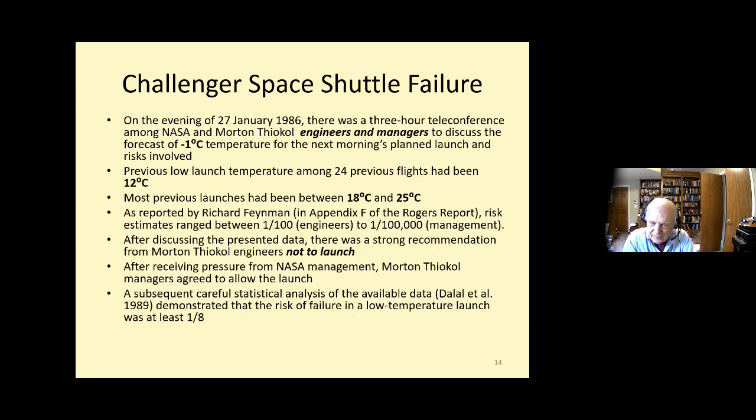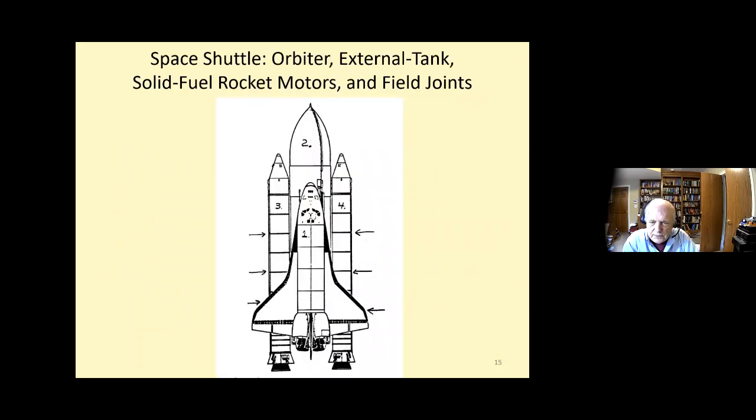Subsequently, in the aftermath, a careful study was done of all of the data that was available. And this is a paper that was published in the Journal of the American Statistical Association, JASA. In this paper, after a very careful risk analysis, they concluded the risk was more like 1 in 8. So much higher than even what the engineers were predicting. And the problem was that the engineers weren't looking at the data correctly.